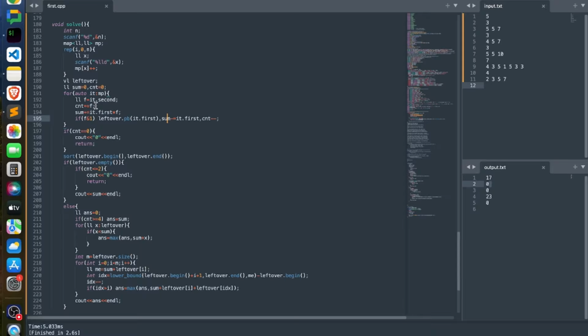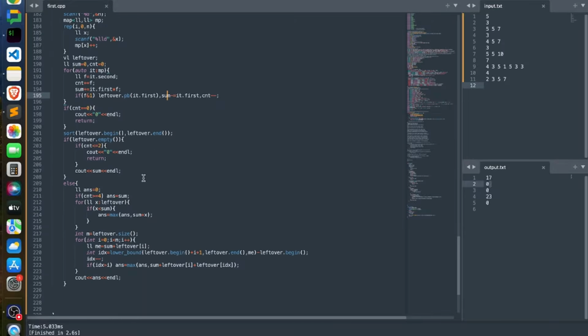Once this finishes, just check if count is 0. If the count is 0, it means that there is no pair possible, so there is no pair of equal length, right? So just return the answer. We know that there must be at least one pair of equal lengths, otherwise this polygon won't exist. So return the answer. Otherwise, just sort this leftover.